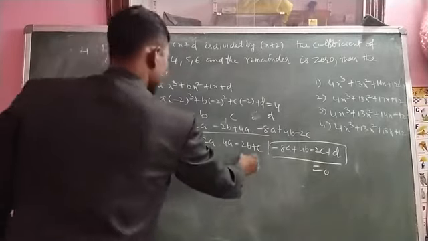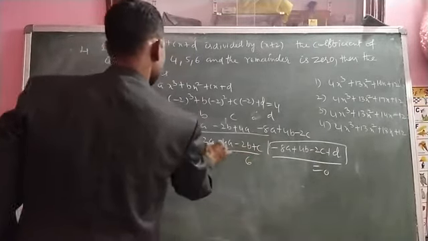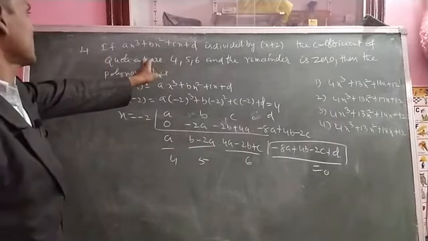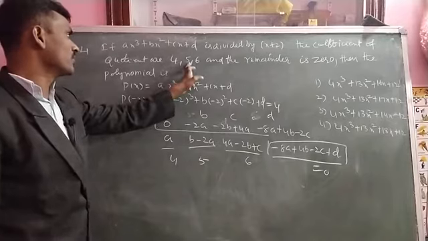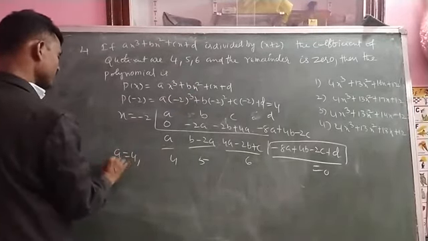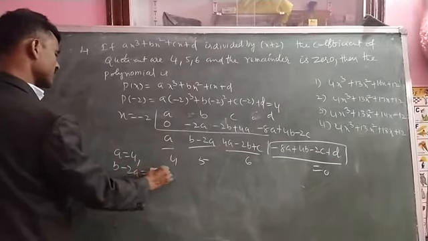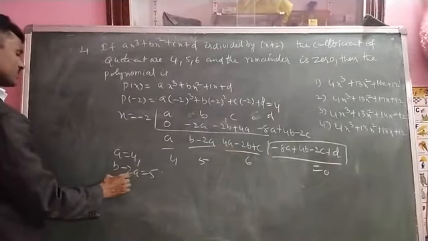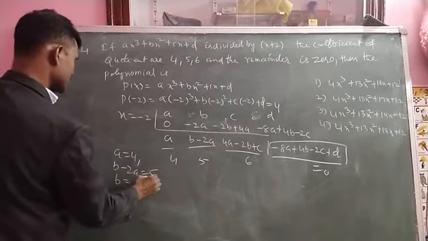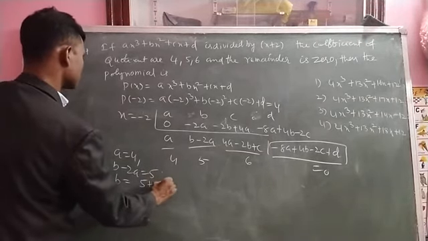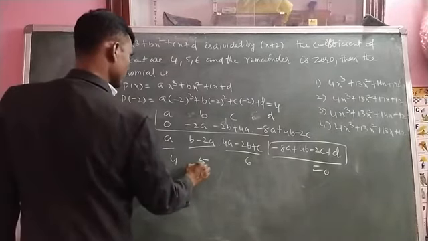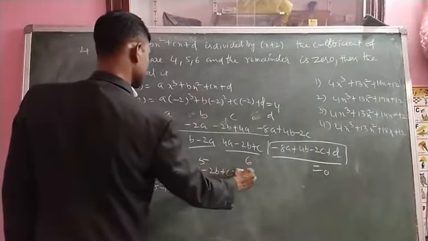Then this is the constant. Constant is 6 and x term is 5 and a is equal to 4. See here, already quotients are given 4, 5, 6. Then a is equal to 4 and b minus 2a is equal to 5. Then already we know that a is equal to 4. Then b is equal to 2 into 4, 8, so that side means 5 plus 8 is equal to 13. Now 4a minus 2b plus c is equal to 6.